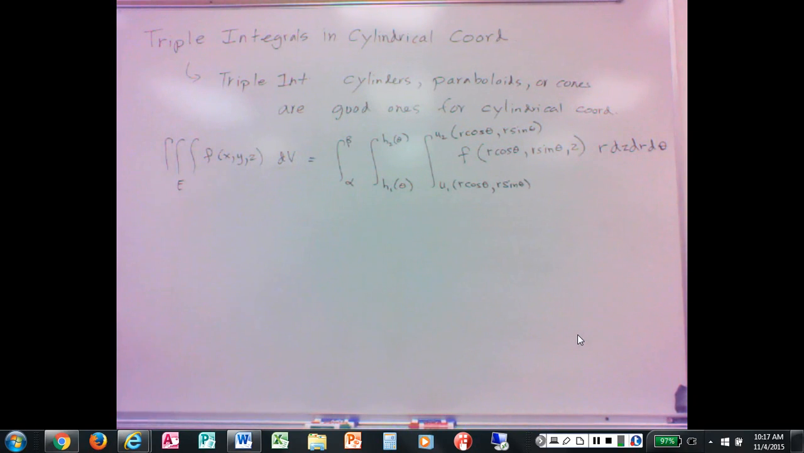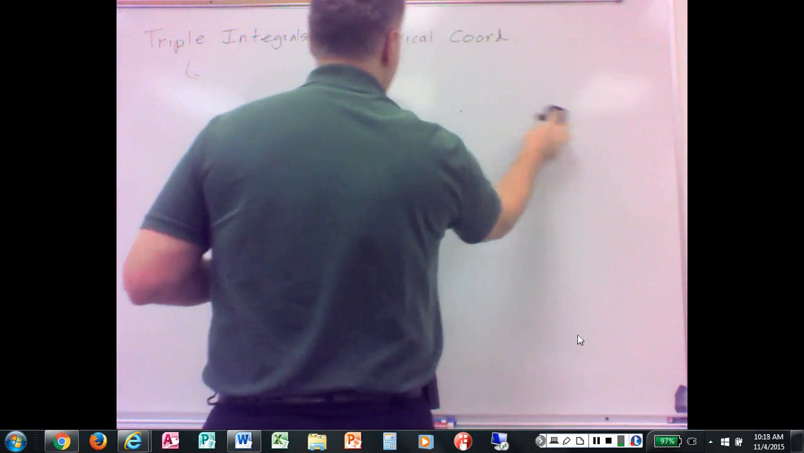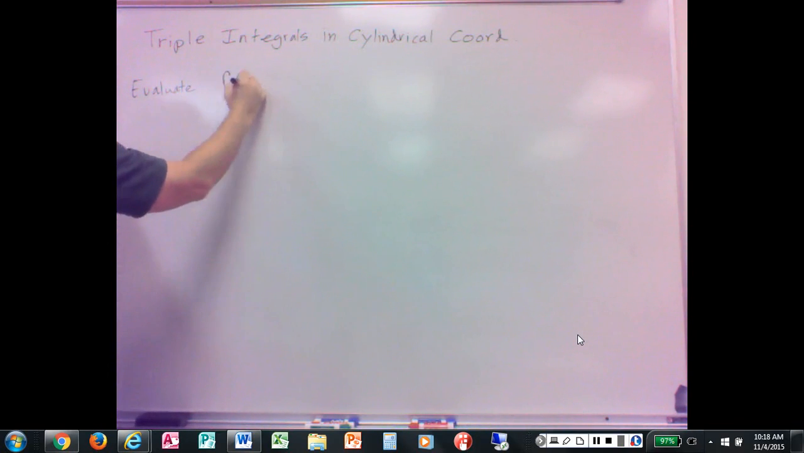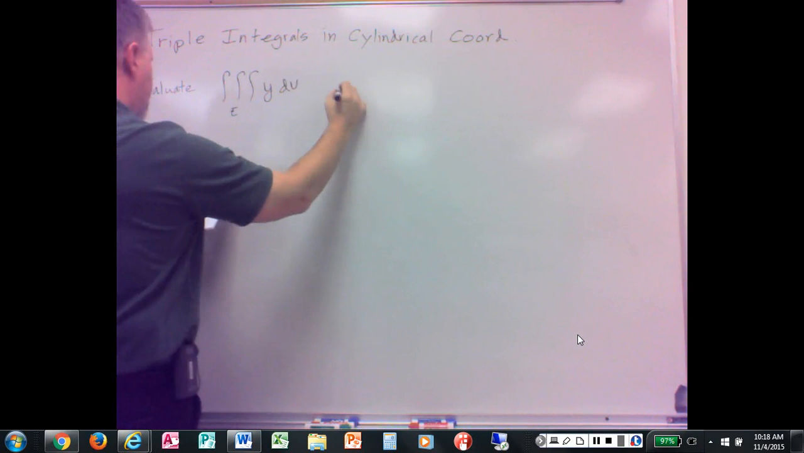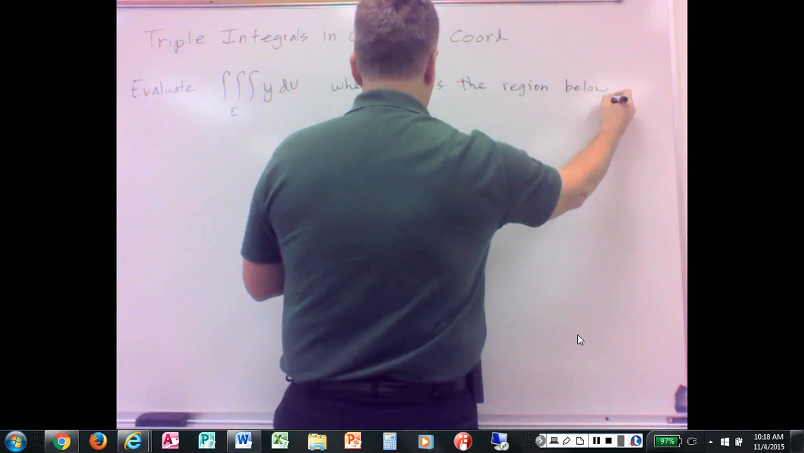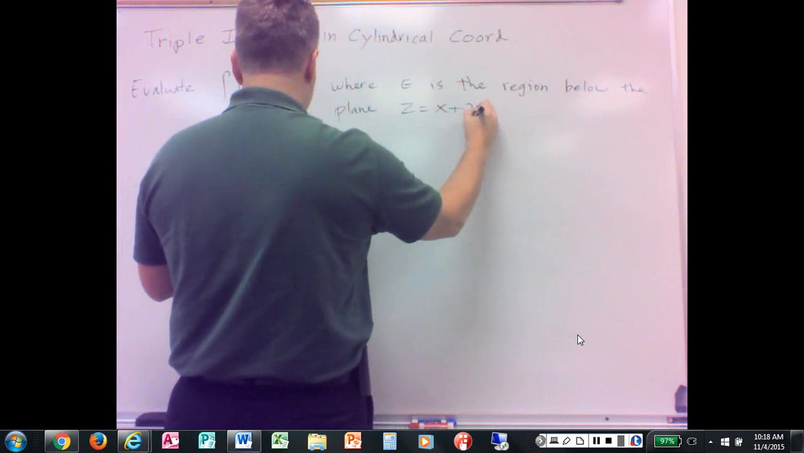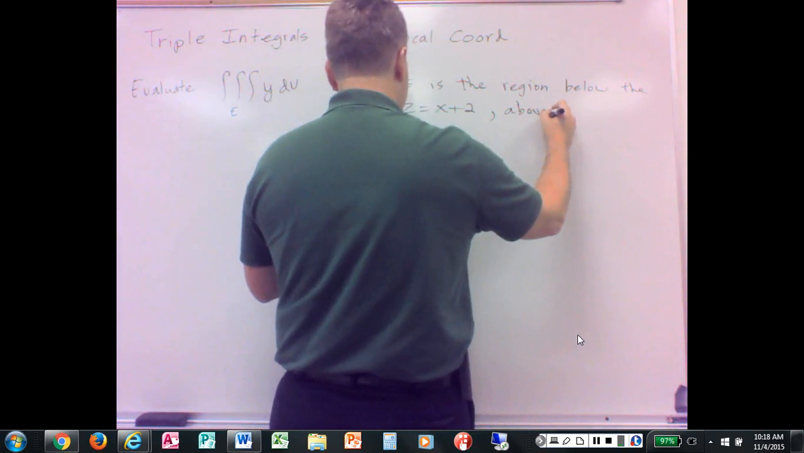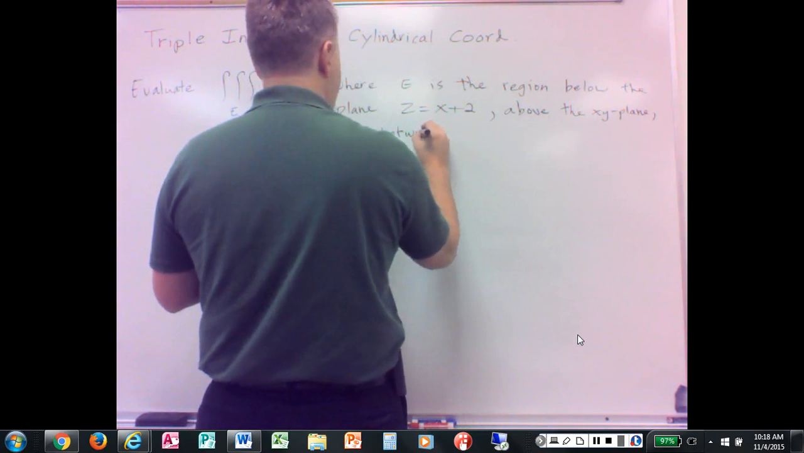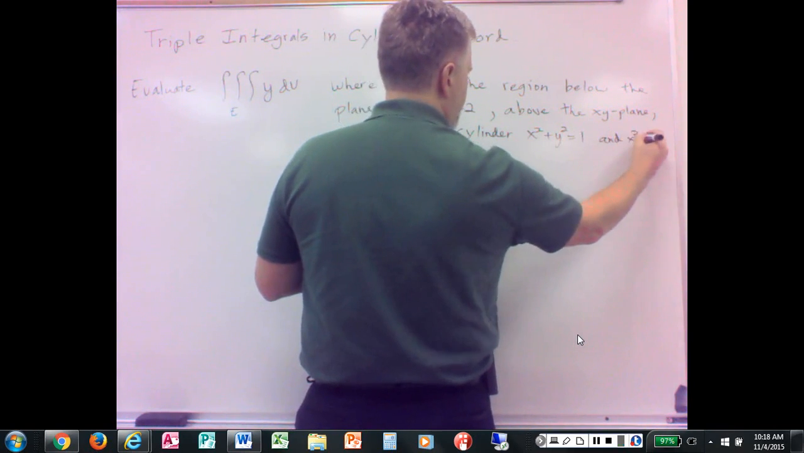Okay, so let's try one here. Let's evaluate the triple integral over E of y dV, where E is the region below the plane z equals x plus 2, above the xy plane, and between the cylinders x squared plus y squared equals 1 and x squared plus y squared equals 4.